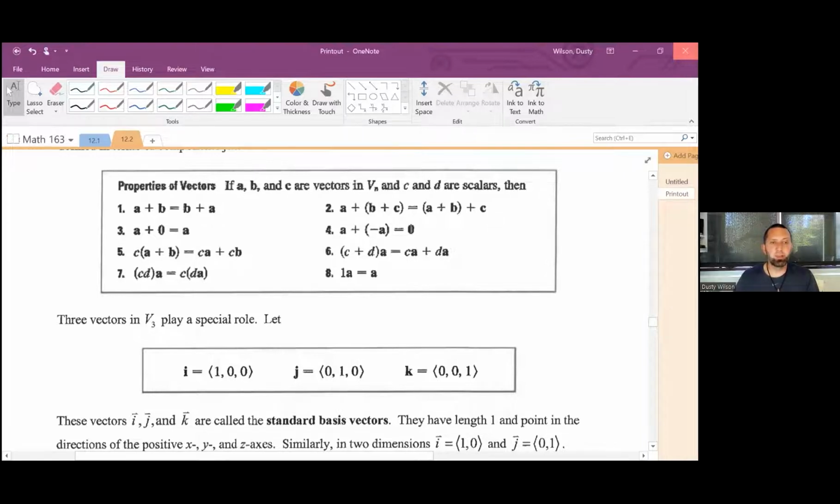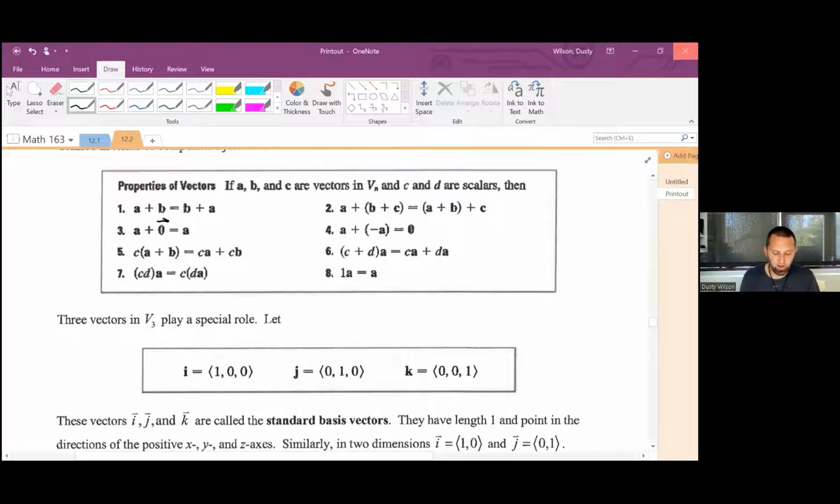You should just be able to pick them up pretty easily. So if a, b, and c are vectors in Vn, and c and d are scalars, then a plus b equals b plus a, commutativity of addition. a plus 0 equals a. Please note this is the 0 vector. 5, c times the quantity a plus b equals ca plus cb. 7, if you multiply the scalars, cd times a, you get c times da.